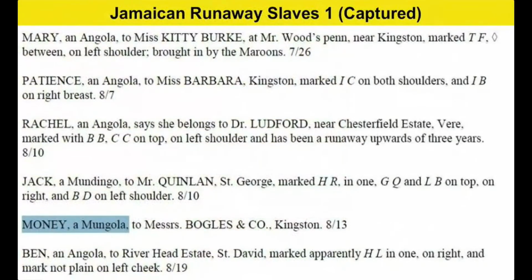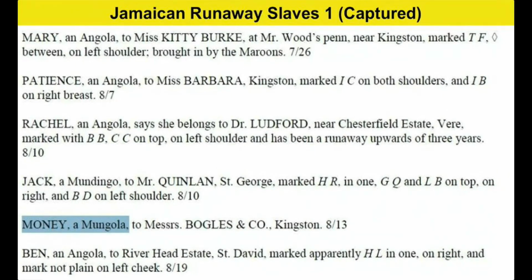And then an example that only mentions that there are, well, in this case, what we see are captives. So people brought in, for example, Mary brought in by the Maroons, she's an Angola. We notice that's almost like not an adjective, but a noun. She's an Angola. Jack is a Mundingo, Money is a Mongola, and so forth. So Mary, Patience, Rachel, Jack, Money are the mononyms, but an Angola, a Mondingo, and a Mongola, these are the ethnonyms.